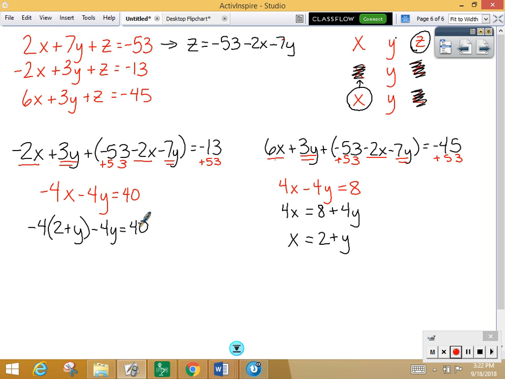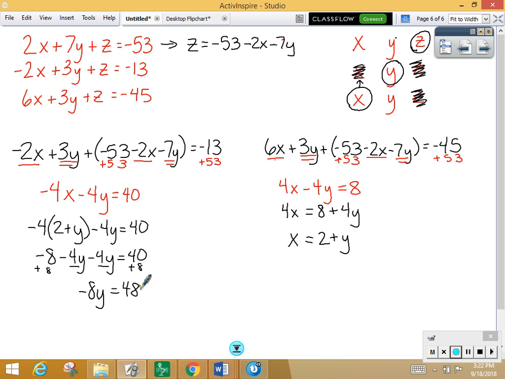That's the second equation with only the y, which means I now know what y equals as soon as I solve this. So negative 4 times 2 is negative 8 minus 4y again equals 40. Combining the y's, you get negative 8y. Okay, and adding 8 to both sides gets you 48.